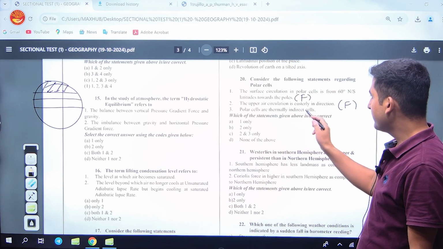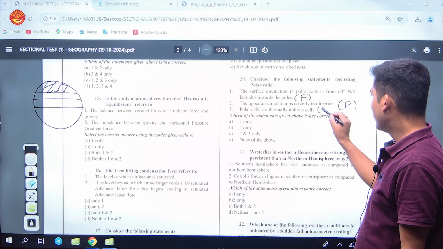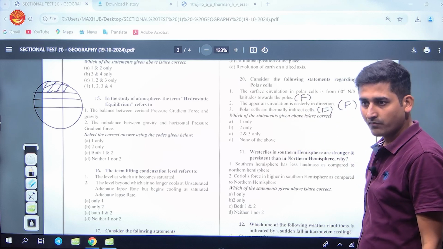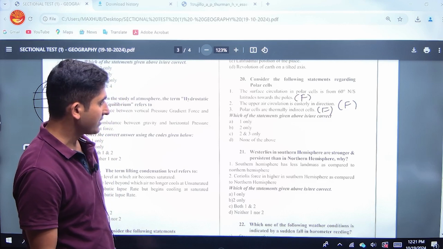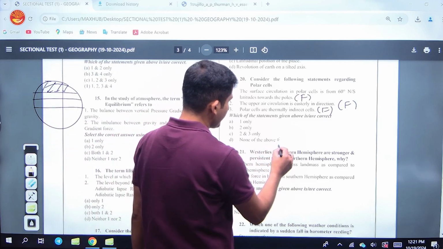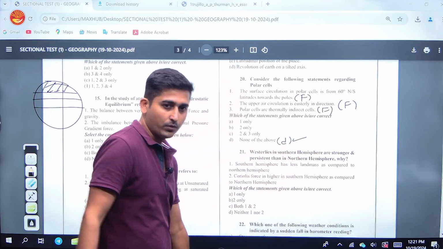Polar cells are thermally indirect cells. This is again false. So which of the following statements are correct? Option D. This is none of them.